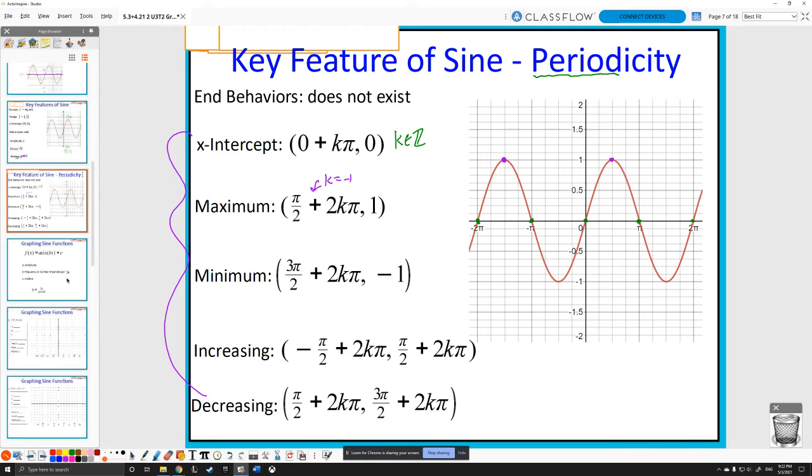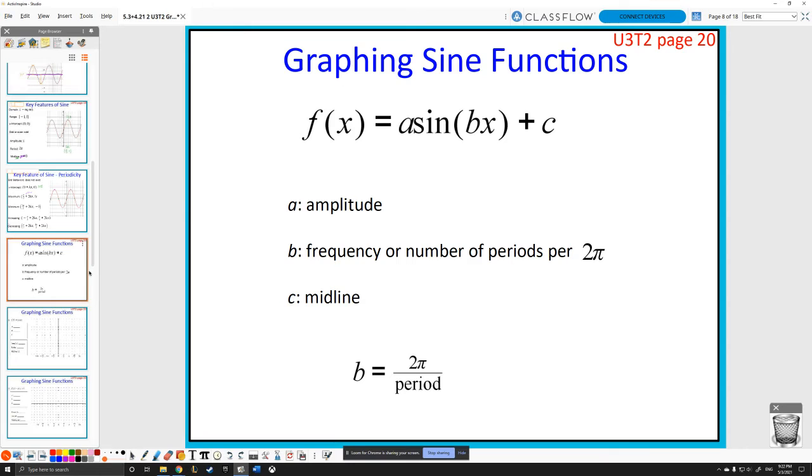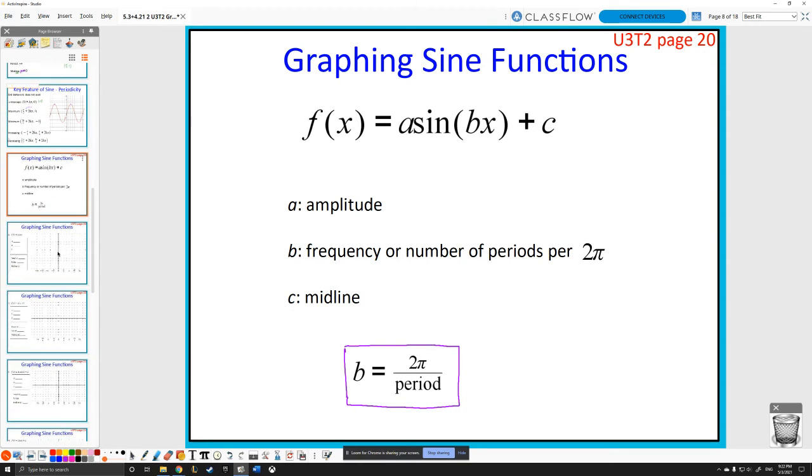Okay. Now, when we graph sine functions, we have our general function a sine of bx plus c, where a is the amplitude. We talked a little bit about that. B is the frequency, or the number of periods every 2 pi. I'm going to expand on that in a little bit. And lastly, my c is my midline. Now, there is an equation for b, which is very useful for us, and we are going to use that. I'm going to show you in a little bit.